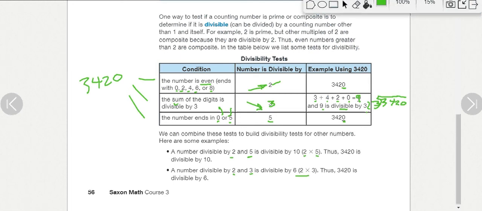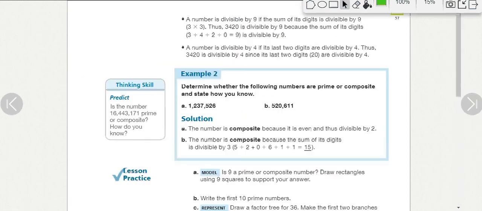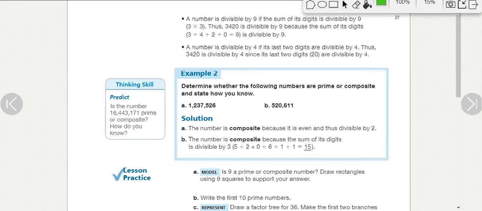Pretty cool, huh? Fun tricks people have figured out after enough time of using arithmetic, right? A number will be divisible by 9 if it's divisible by 3 because 3 times 3 is 9, the same factor twice. And finally, a number is divisible by 4 if its last 2 digits are divisible by 4. Thus, 3,420 is because 20 can be divided by 4, right? That number we know pretty quickly is going to be 5. So if the last 2 digits are divisible by 4, then the whole number is. Pretty cool.